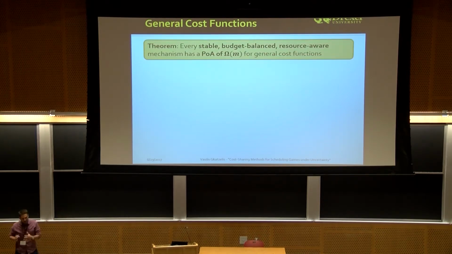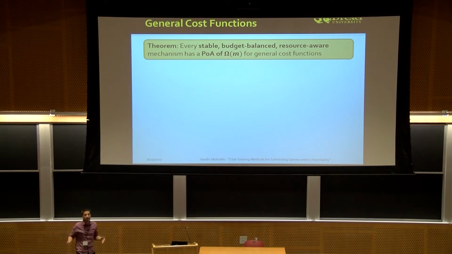OK, so now that we looked at the easy case, let's go to the other extreme and look at the very hard case, general cost functions. What can we do there? So our first result is that every stable, budget balanced, and resource-aware mechanism has a price of anarchy of omega of m, the number of machines, for general cost functions. This means even if we get this extra information that resource-aware protocols have, this is not going to be useful in general.